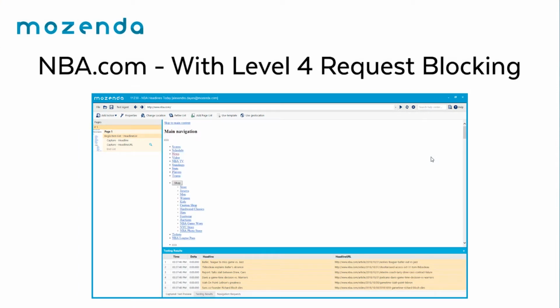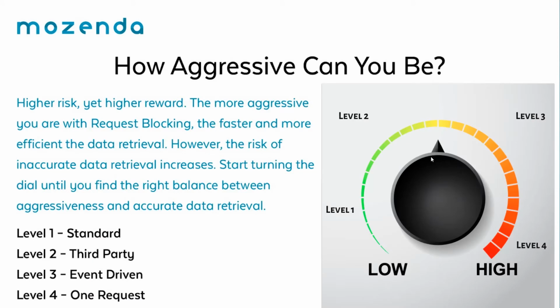Now this next screenshot is that same agent, but now the level 4 request blocking is enabled. It looks quite a bit different. However, we are still able to get the data. The headline and the headline URL are identical in this run of the agent versus the run of the agent without any request blocking. But it is much faster and more efficient.